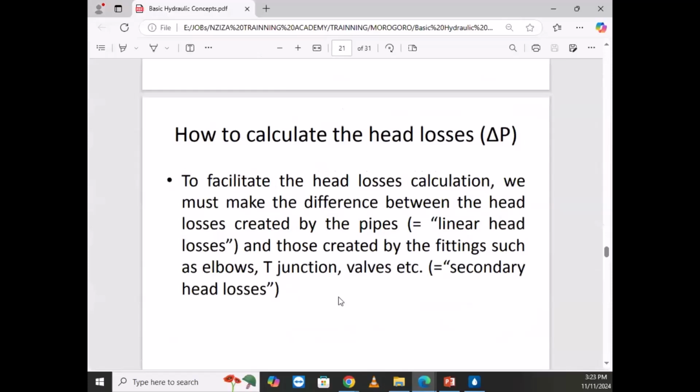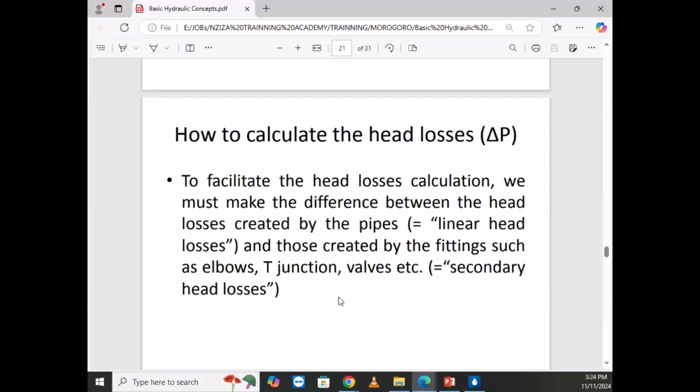So calculations of head losses, as I told you, the model most of the time is not dealing with those minor losses, those losses of bends. When the pipe is bending, there are some minor losses created. When you cross the valve, there are some minor losses, but the model most of the time doesn't deal with those small losses. Most of the time it deals with the head losses of the pipe.